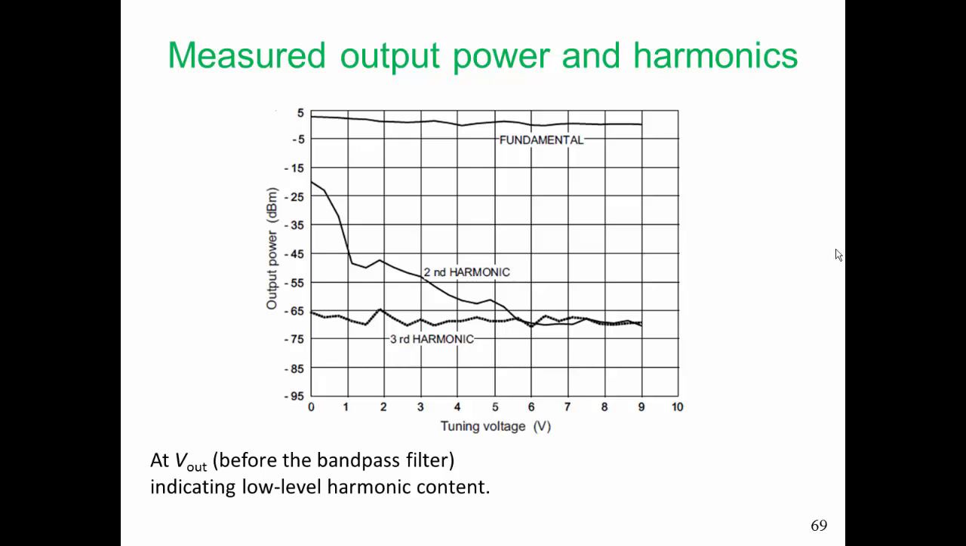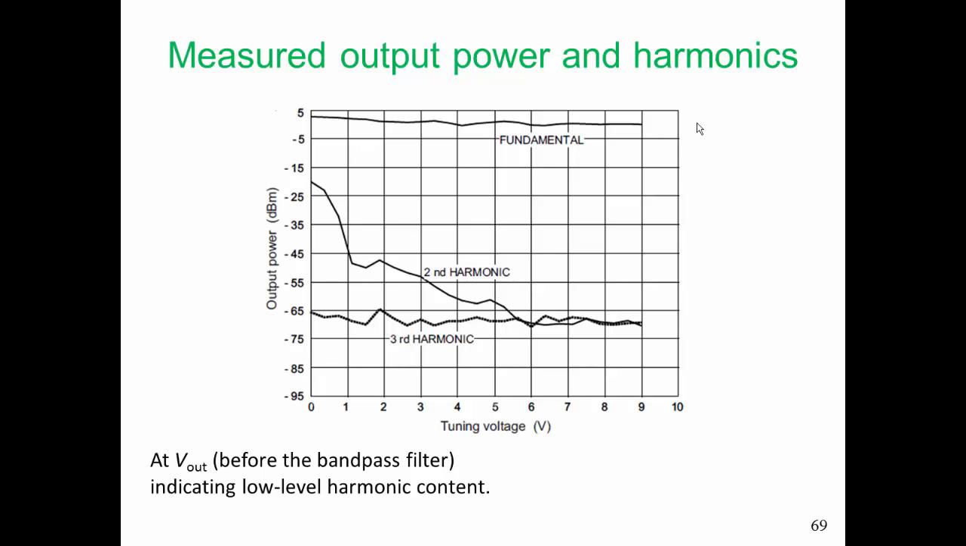This is the measured output power and the power of the harmonics, and this is measured at that V out point. This is the point before we hit the attenuator followed by the bandpass filter. So it really is the output of our oscillator. The attenuator and the bandpass filter are introduced to isolate our VCO from the external circuit.